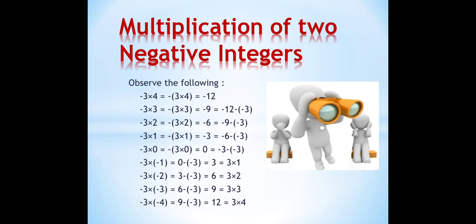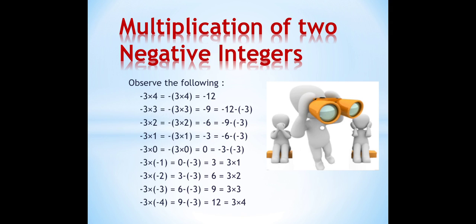Minus 3 into minus 4. That is what? Product of a positive integer with a negative integer. And we have seen in the previous session how to multiply this. Just put a minus sign before and multiply 3 and 4 as whole numbers. So after doing this we get minus 12 as the result.